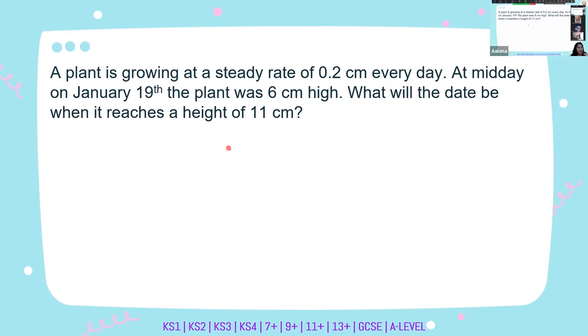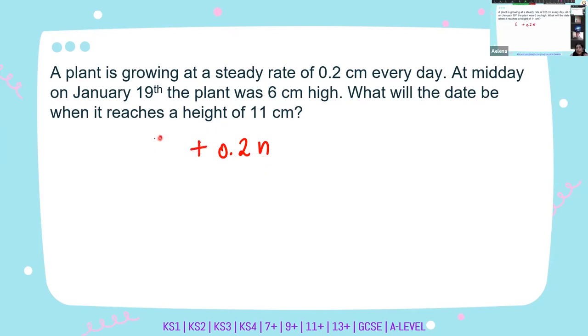I don't know what n is. I have to calculate the number of days. But let's say every day it is gaining 0.2 centimeters. In one day it will be 0.2. In 3 days, it will be 0.2 times 3. In 5 days, it will be 0.2 times 5, and so on. So whatever is the number of days that we are considering, I have multiplied it by n.